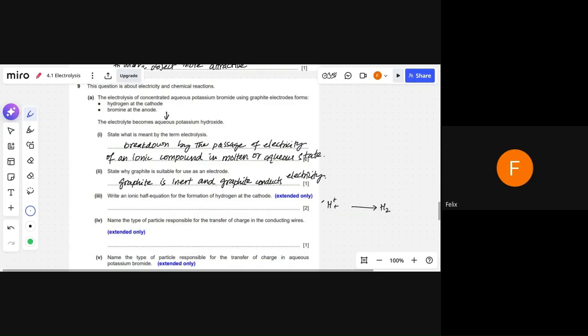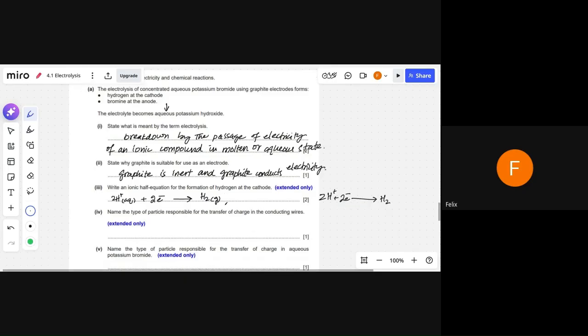So we must start with 2H+ and then 2e-. So this is your equation. You can write 2H+(aq) + 2e-. Each of these 2 hydrogens will gain 1 electron each, and it will change into H2. That's a gas, right?